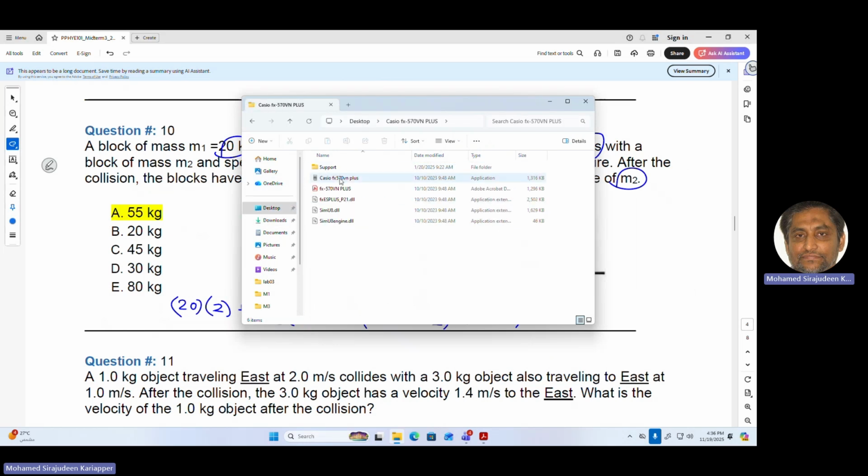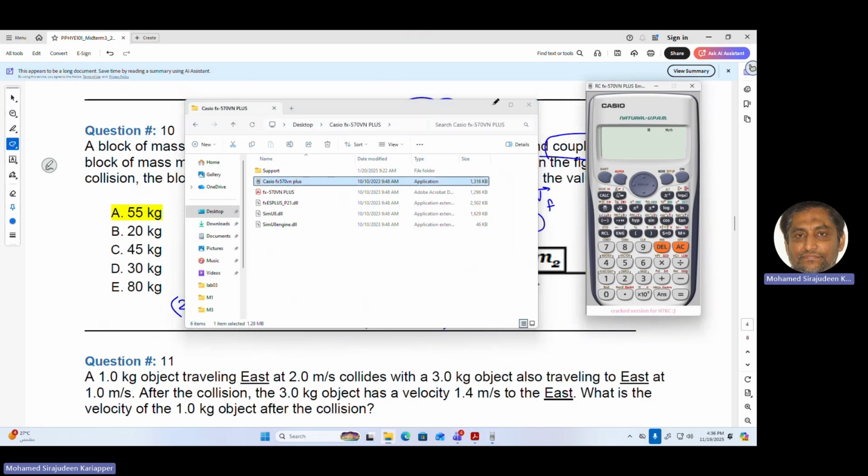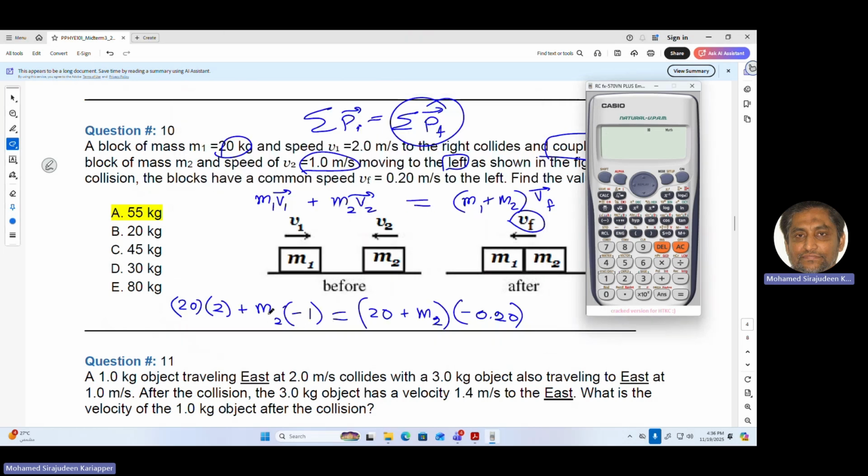Of course, it's slightly complicated because the x is coming in two places. It's not a big deal for the calculator. It will manage it. So now I have got the calculator. Let me write this equation: 20 multiplied by 2 plus M2, I'm going to call it x.